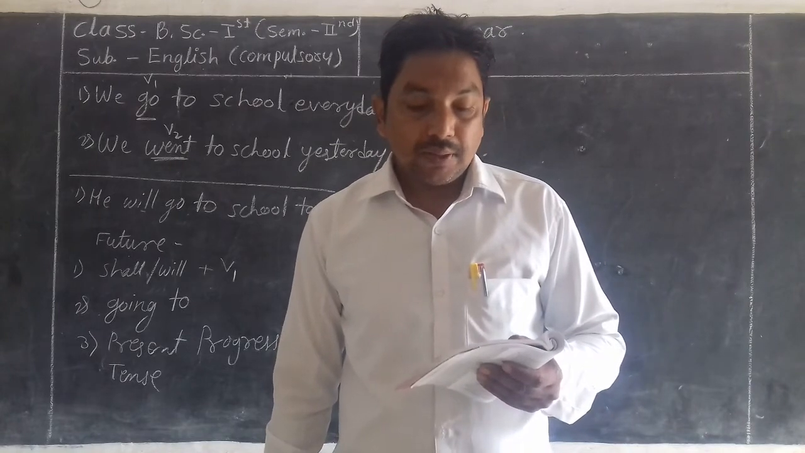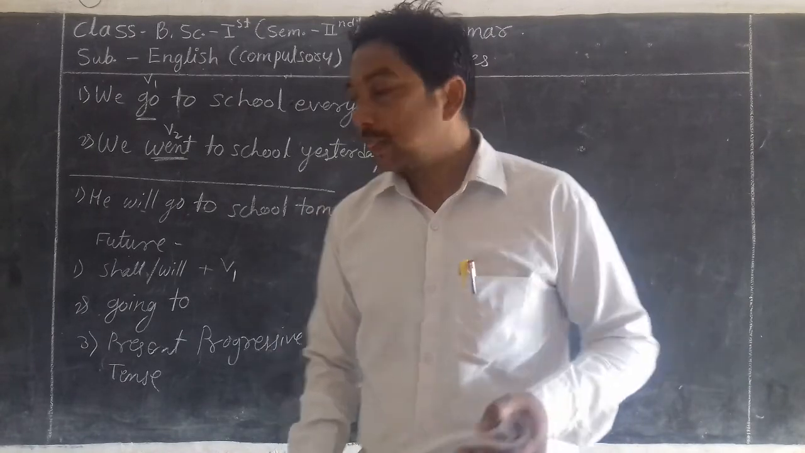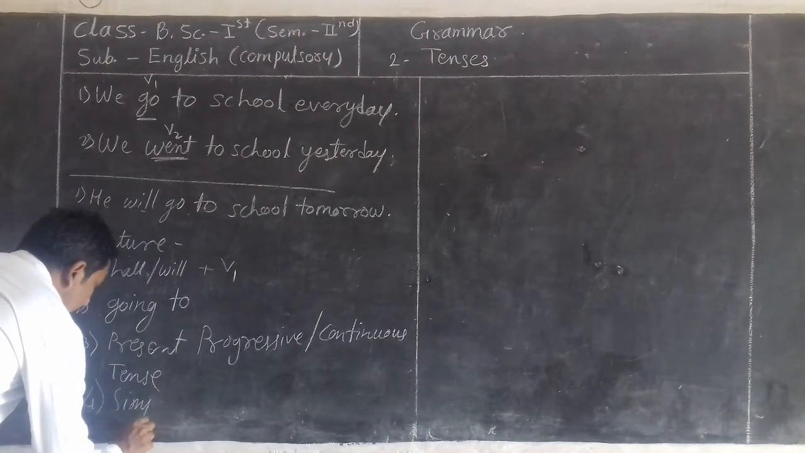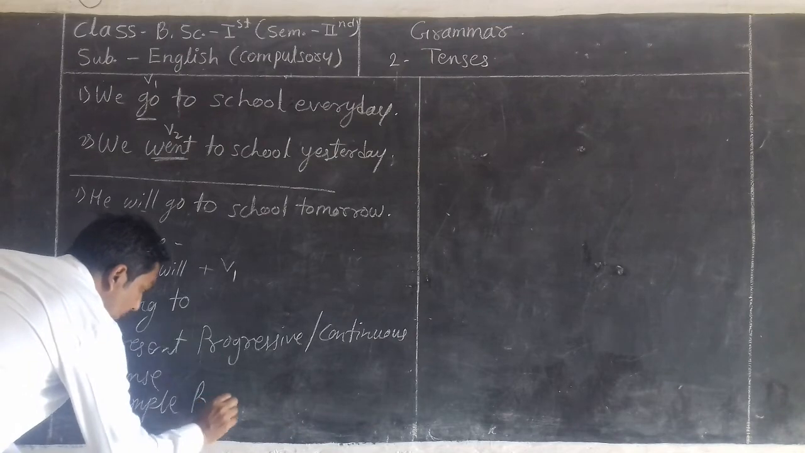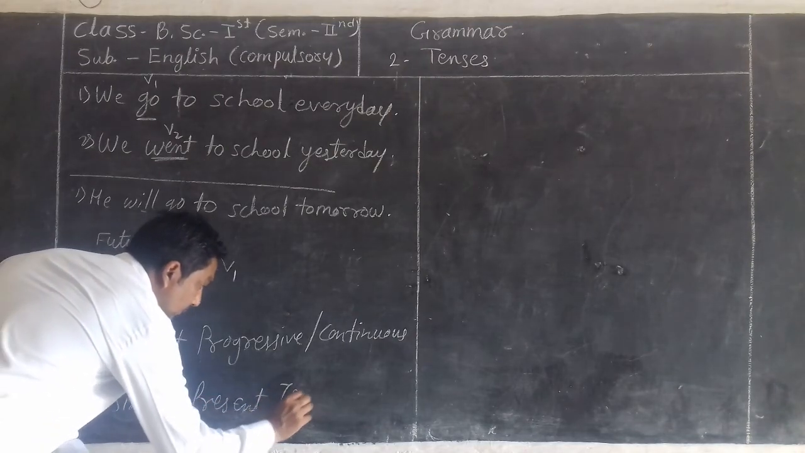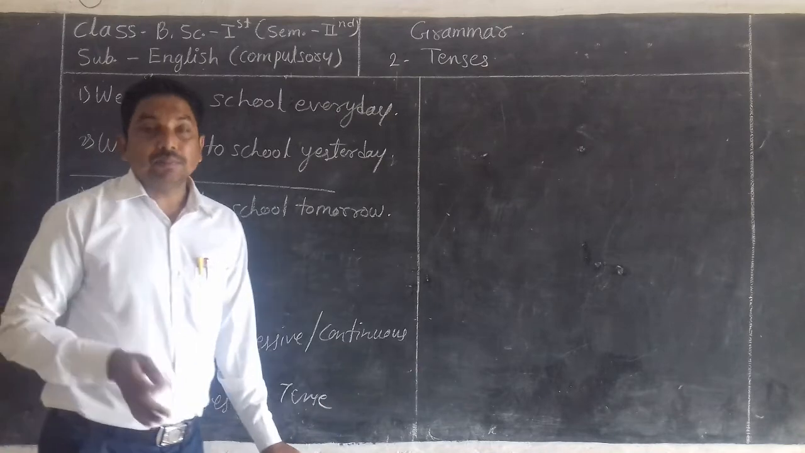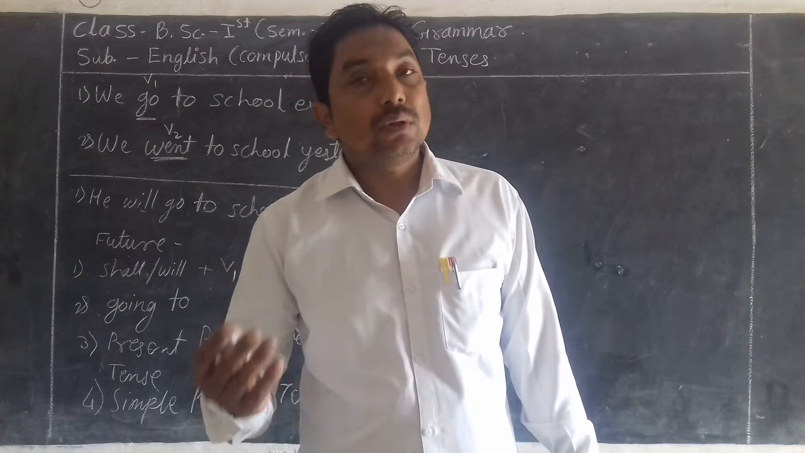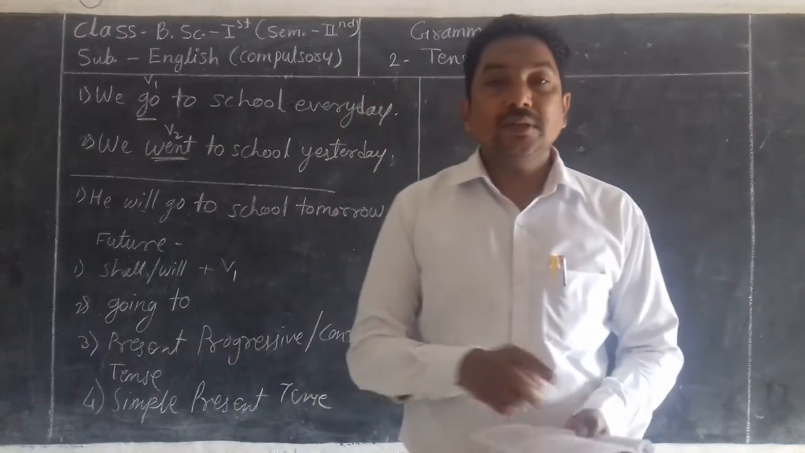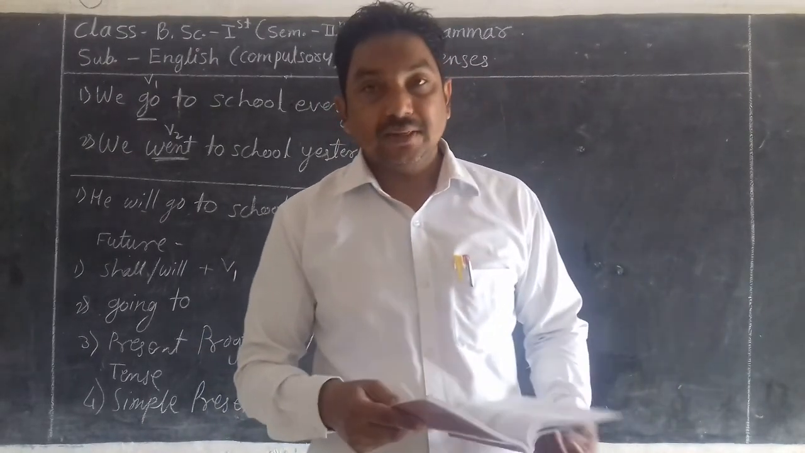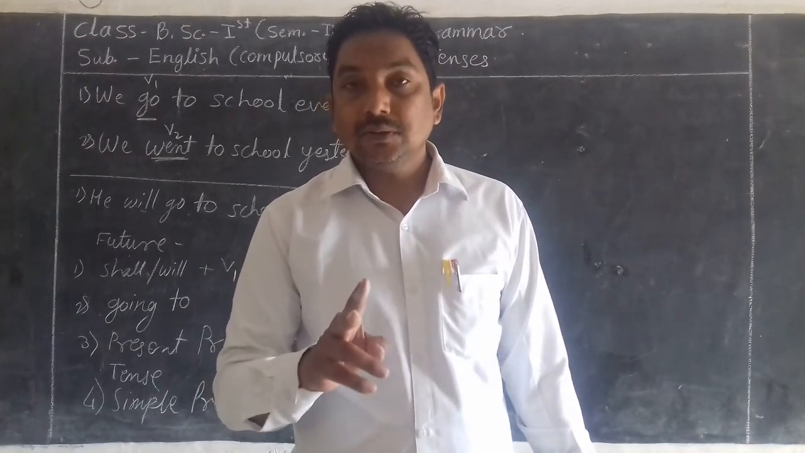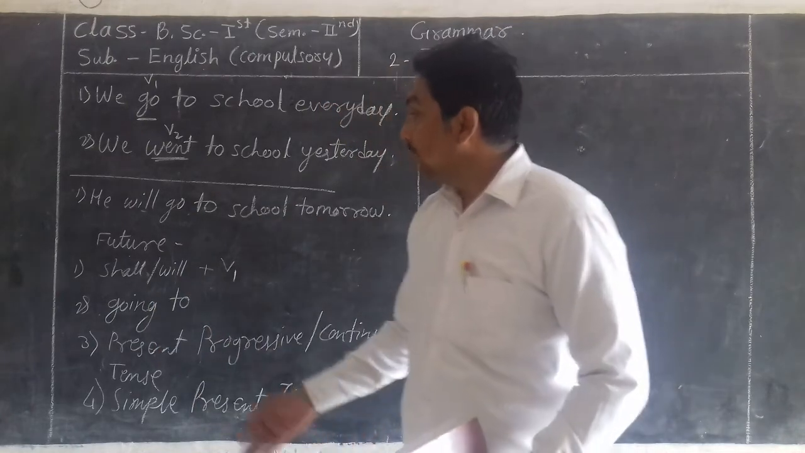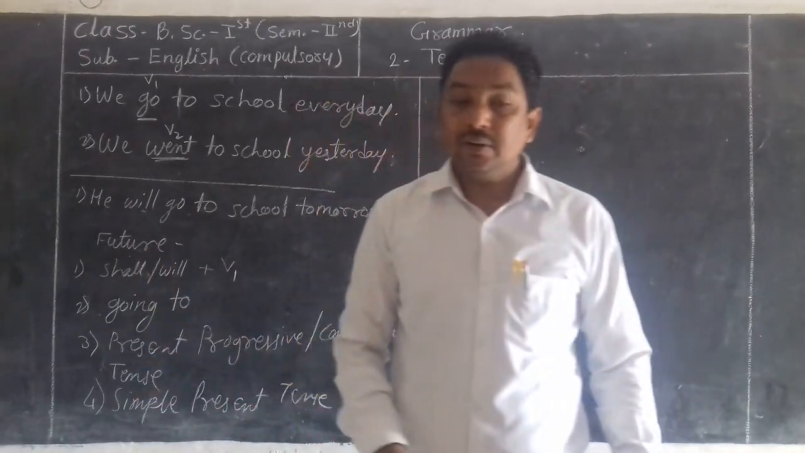Number 4, future action shown by the use of simple present tense. By using simple present tense, we can also indicate or show future action. So these are the types of tenses. There are two main types of tenses, present tense and past tense, and future action we can express by these four different types.